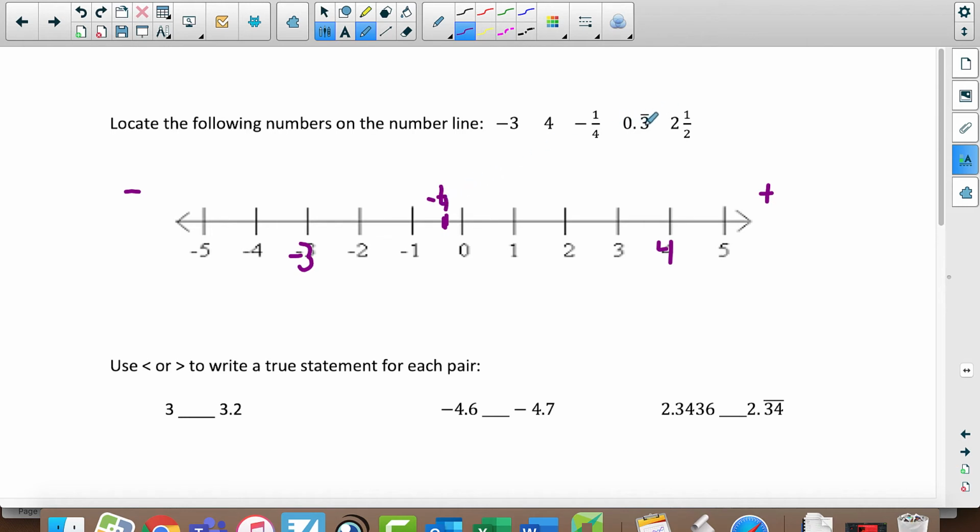How about 0.33333333? Okay, well that 0.3 is not as much as 1. It has to be between 0 and 1 because it's positive, but it's less than 1. Halfway would be how much? 0.5, so this isn't quite halfway. In fact, 0.333, some of you probably know, is exactly a third. So it should be a third of the way is your 0.3 repeating. 2.5, that shouldn't be bad. 1, 2, and then we also go a half. So there's 2.5 right there.